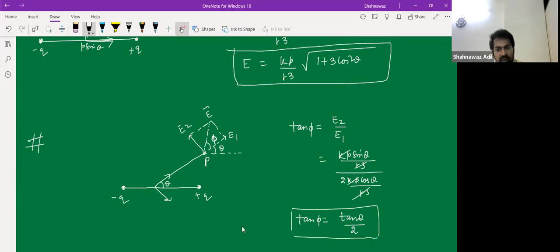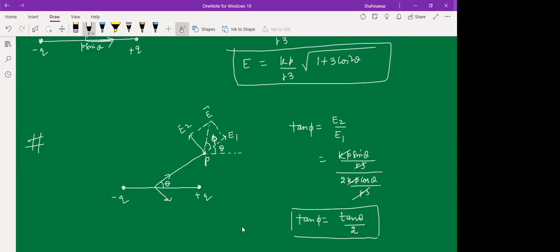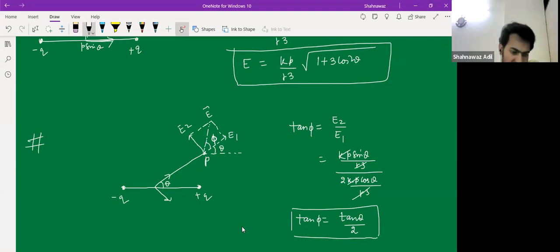Understood, guys? This is the direction, sir. Yeah, this is the direction. This phi is the direction, right? This phi is the direction. Okay, so please note it down and then we do two questions based on this problem.